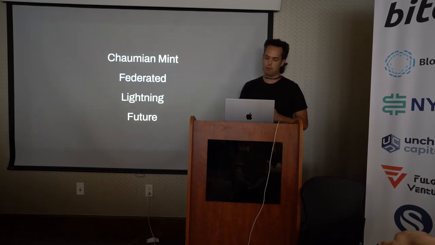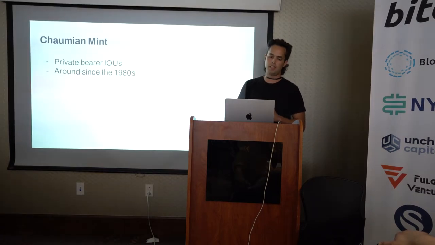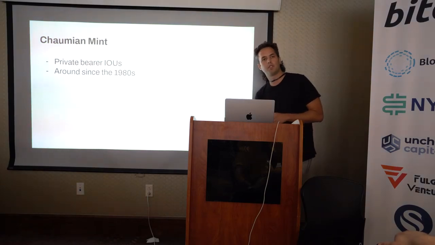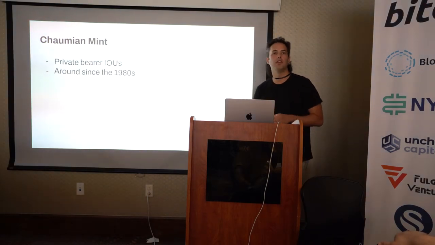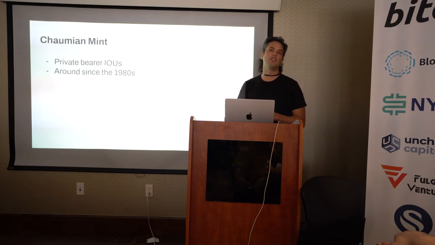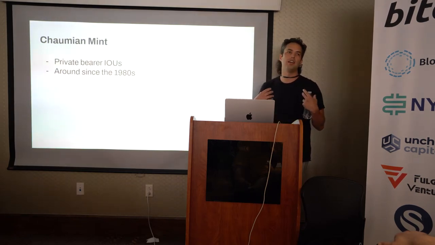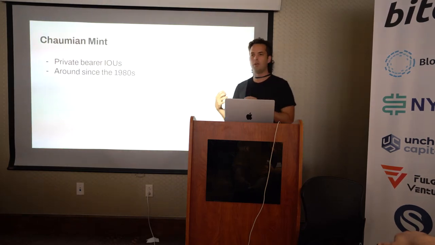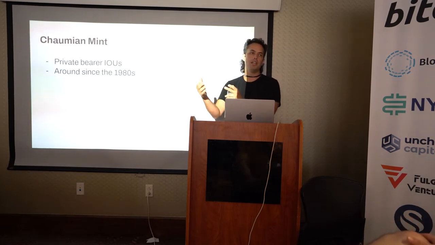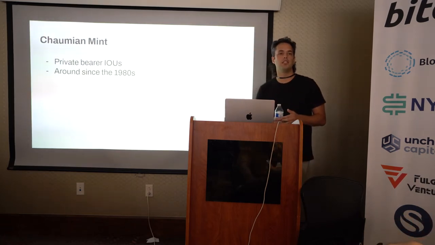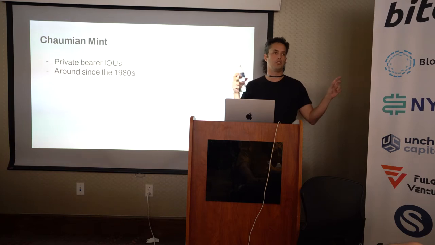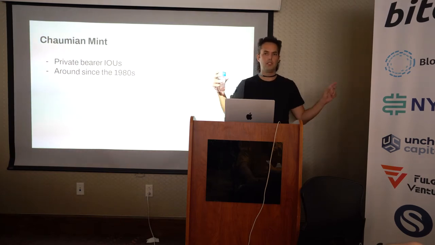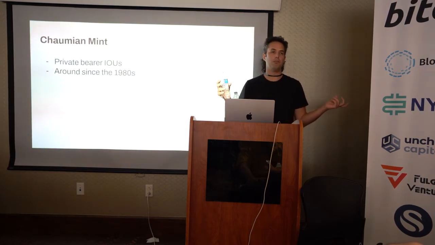So starting with the Chaumian, what is a Chaumian mint? It's basically a setup for having private bearer IOUs. So you take some asset and you get an IOU to it. But it's private, so when you are issued this asset, hold on to it for a while, and then go to redeem the IOU, the issuer cannot correlate the issuance with the redemption, which is pretty cool.